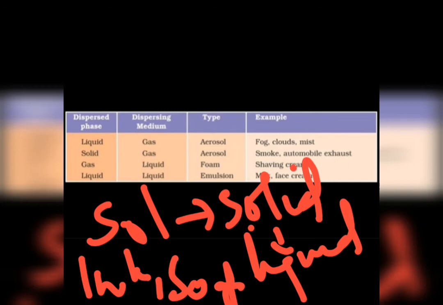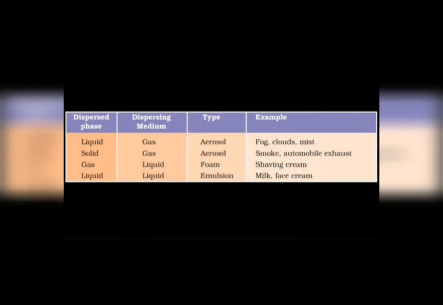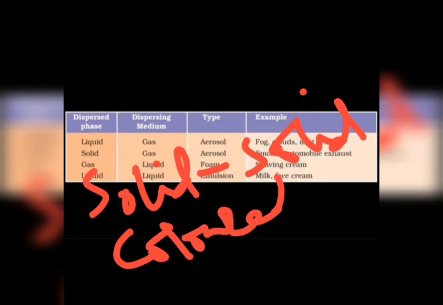Okay. Now another group of colloid is solid sol, where solid particles are dispersed in a solid medium. The examples are colored gemstones. In gemstones, we have solid particles dispersed in a solid medium, like ruby. These are solid sols.